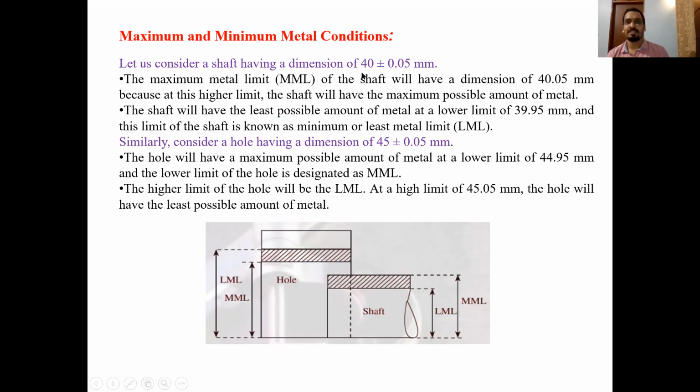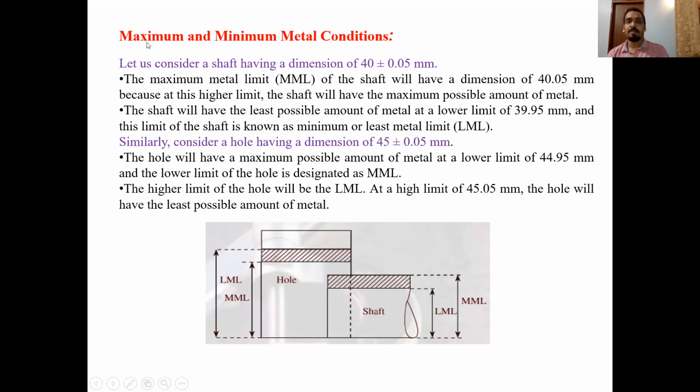I have considered a shaft which is having the dimension of 40 plus minus 0.05 mm. So what will be the upper limit in this case? The upper limit will be 40 plus 0.05 mm, that will be 40.05 mm. And the lower limit will be 40 minus 0.05 mm, that will be 39.95 mm. So we have to find out what is the maximum material condition and what will be the minimum material condition.